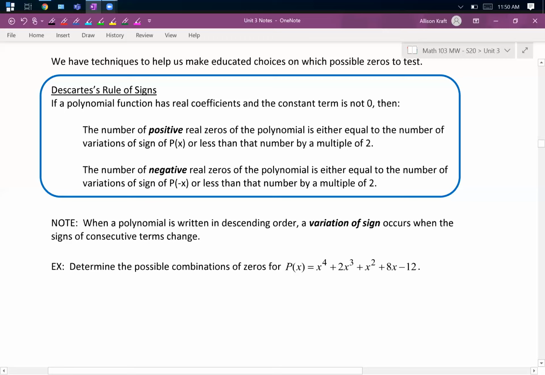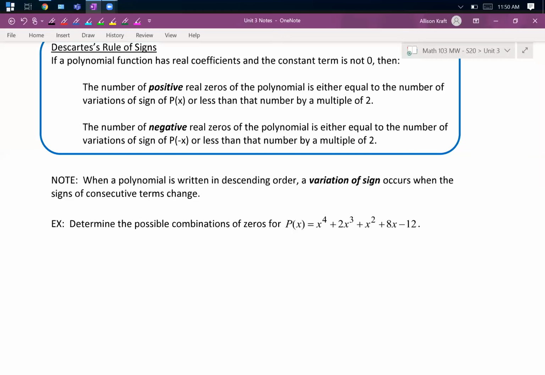Okay, so we could either have positive real zeros, negative real zeros, or complex zeros. And Descartes' rule of signs only talks to... Now it's my kids. Hey, quiet in there. So Descartes' rule of signs only talks about the real zeros, the positive real zeros and the negative real zeros.